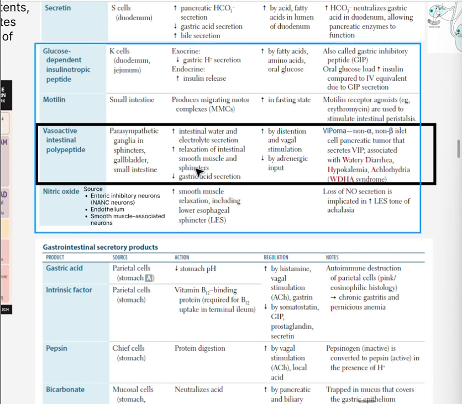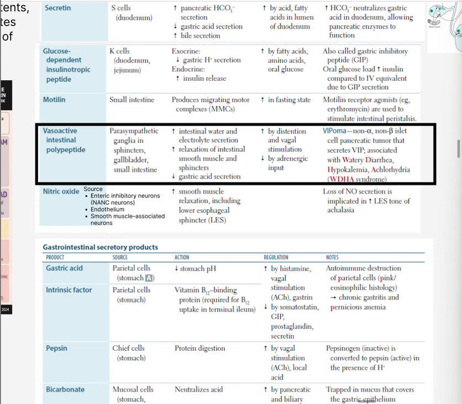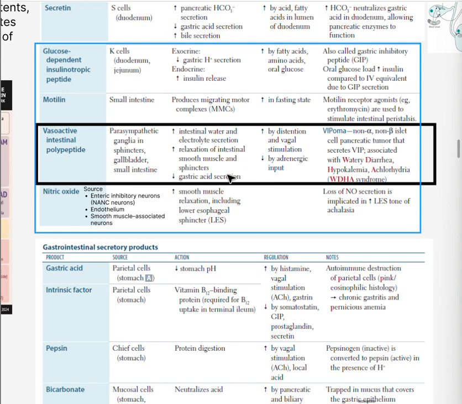Third thing, it causes vasodilation. So VIP causes vasodilation of the intestinal blood vessels. Hence, it's called vasoactive intestinal peptide. The vasoactive word is part of the hormone name because it causes vasodilation of intestinal blood vessels, which leads to increased intestinal blood flow and increased nutrient absorption. It also leads to pancreatic secretion. So VIP stimulates the pancreatic bicarbonate secretion.